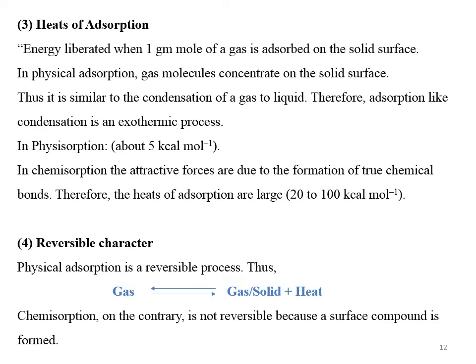Heat of adsorption is another factor which affects the process of adsorption. Heat of adsorption is defined as the energy liberated when 1 gram mole of a gas is adsorbed on a solid surface. In physical adsorption, gas molecules concentrate on the solid surface. Thus, it is similar to the condensation of a gas into a liquid. Therefore, adsorption, like condensation, is an exothermic process.